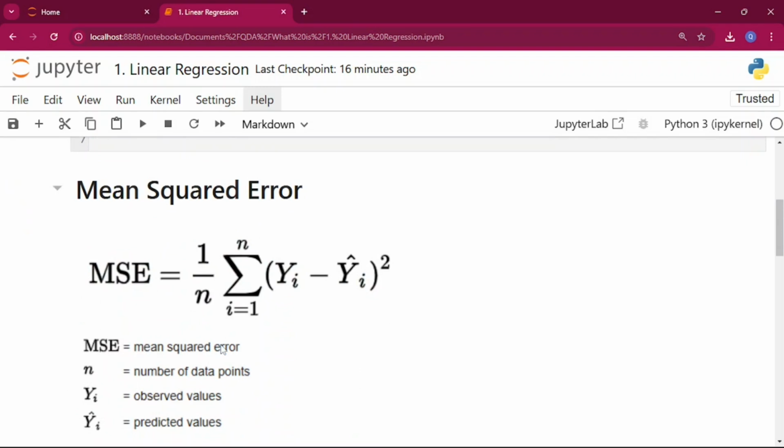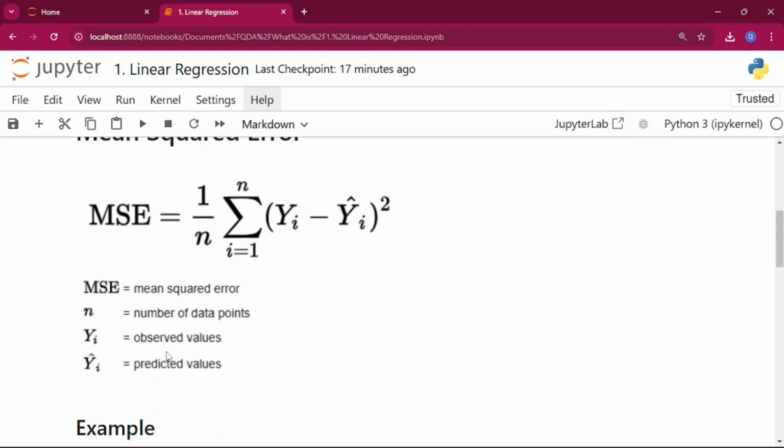So to understand how linear regression works, let's break it down further. We need to minimize the error, or the difference between the actual data point and the value predicted by our model. This is done by minimizing a cost function called mean squared error, or MSE. So this is the formula of mean squared error. Here yi is the actual value, and yi with the hat is the predicted value. And n is the number of data points.